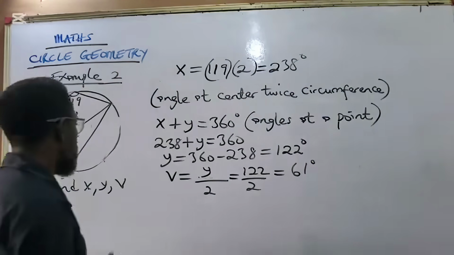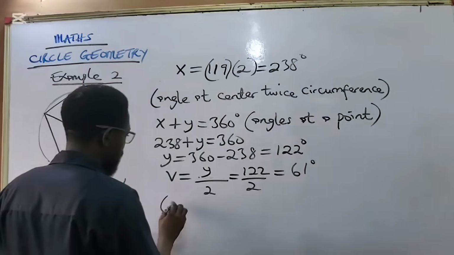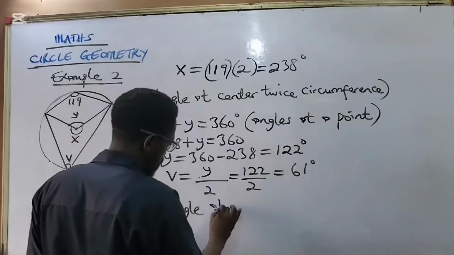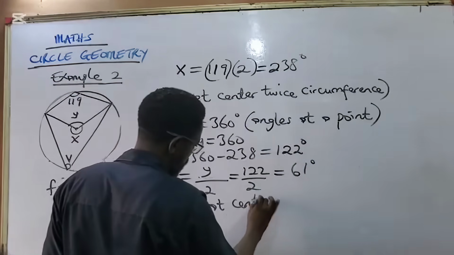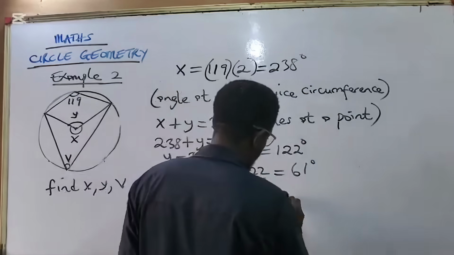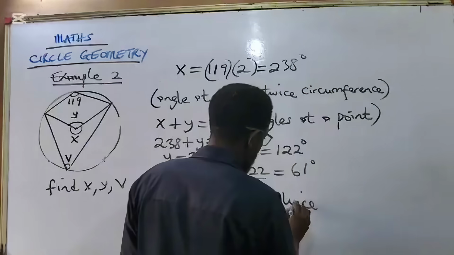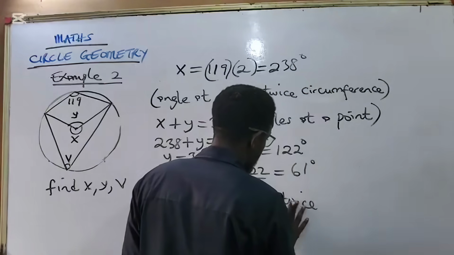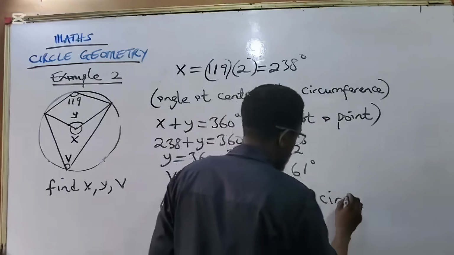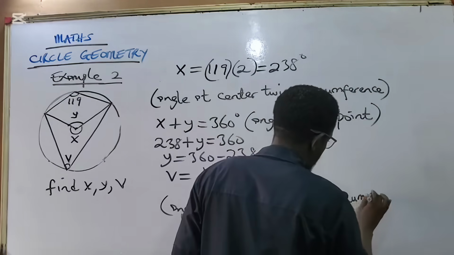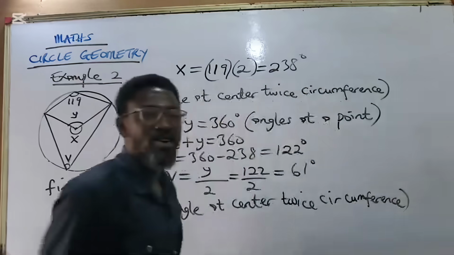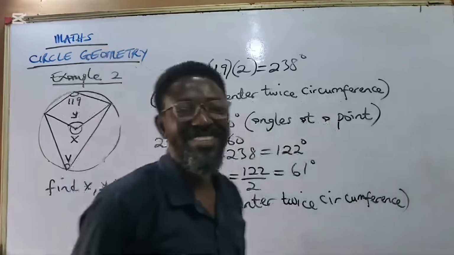And the theorem is angle at center twice the circumference. Angle at center twice the circumference.